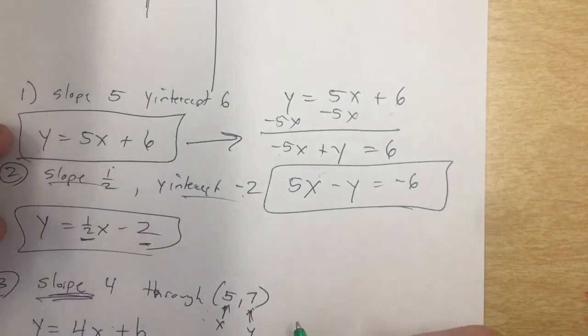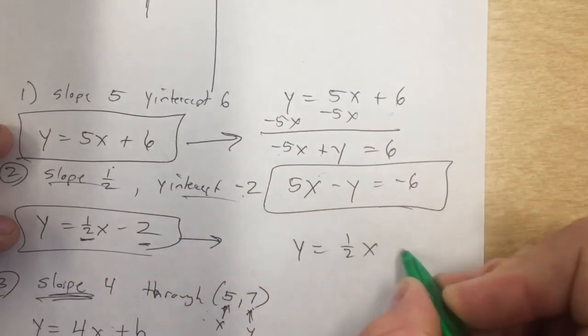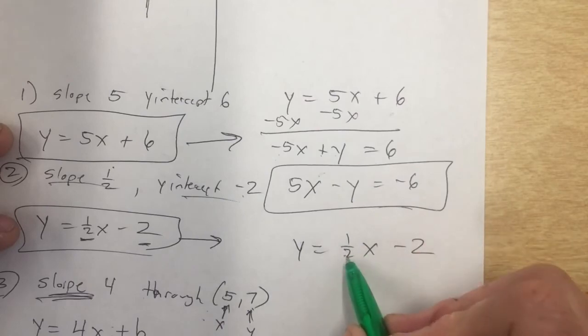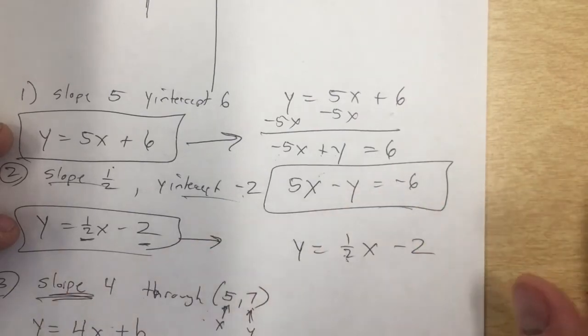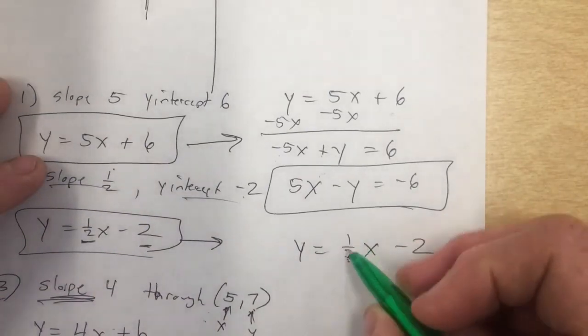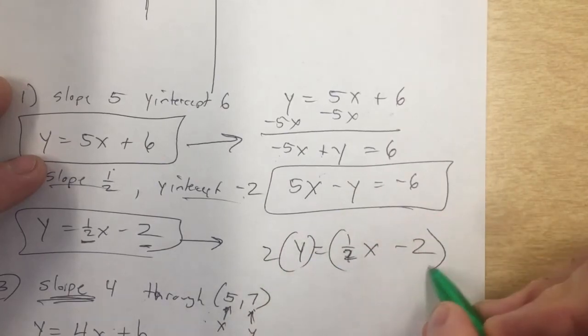Now suppose we have this one here, y equals 1/2 x minus 2. First thing, I've got this fraction, and I can't have any fractions. So I'm going to get rid of the fractions by multiplying by the common denominator. I just have this 2 here, so I'm going to multiply everything by 2.